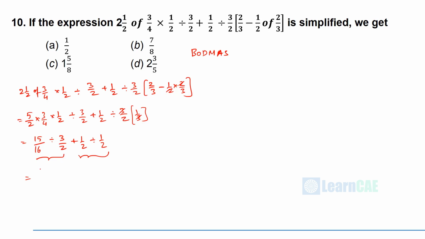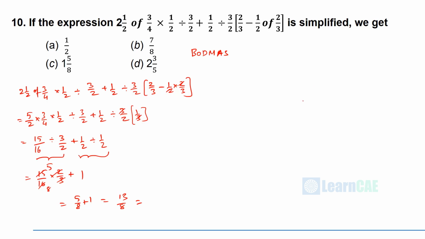So 15 by 16 divided by 3 by 2 is nothing but 15 by 16 into 2 by 3. Next, plus 1 by 2 divided by 1 by 2 is 1. So now we shall try to solve them. This will be 8 times and this will be 5 times. So finally it is 5 by 8 plus 1. This is equal to 13 by 8.